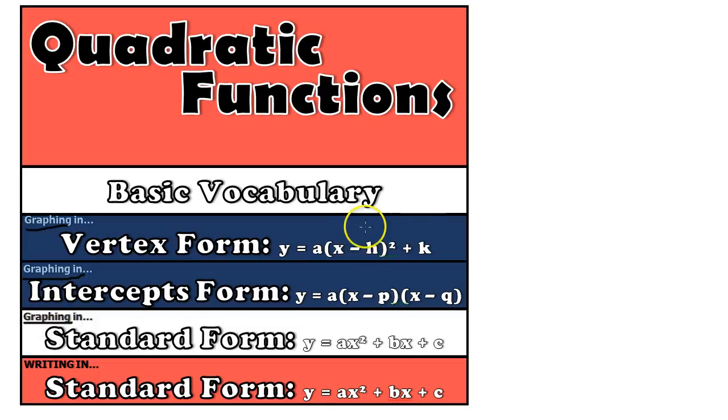We're going to be able to take any of these forms, whether it's in vertex form, intercepts form, or standard form, and do what you are familiar with from Algebra 1 with your order of operations. We're going to write the equation, not graph, in standard form, where it looks like ax squared plus bx plus c, where a, b, and c are any real numbers. So let's do it.